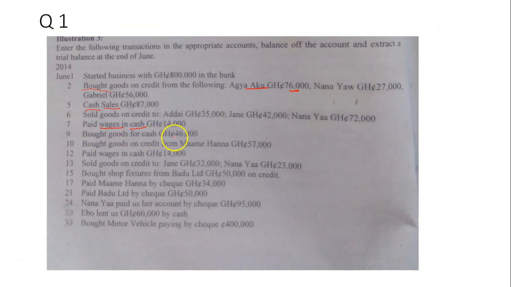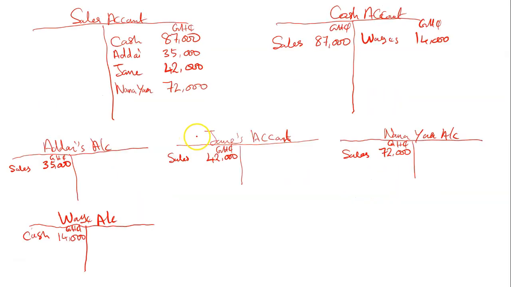Then let's move to the next transaction. Bought goods for cash 46,000 Ghana cedis. When you purchase an item for cash, you should have purchases account and cash account. This is not on credit. If it were on credit, you would have mentioned the individual's name, that creditor's name. But this is for cash. So you are going to have purchases account and cash account. Now, what happens? You are purchasing and you are paying cash. So it means that your cash will reduce by 46,000.